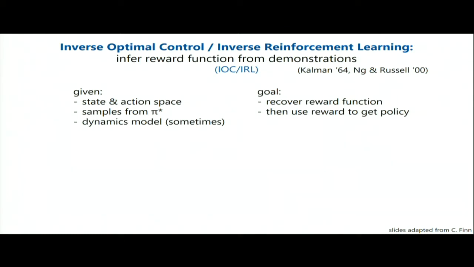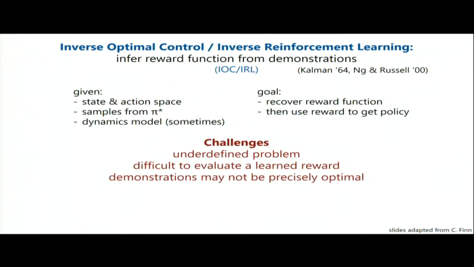And the goal is to recover the reward function. And typically, the reason that we want to recover the reward function is so that we can then optimize that reward function to get a policy. And this policy will hopefully be better at doing the task than if we had just directly behavior cloned the expert demonstrations. Now, there are a number of challenges with inverse reinforcement learning, some of them actually very fundamental.